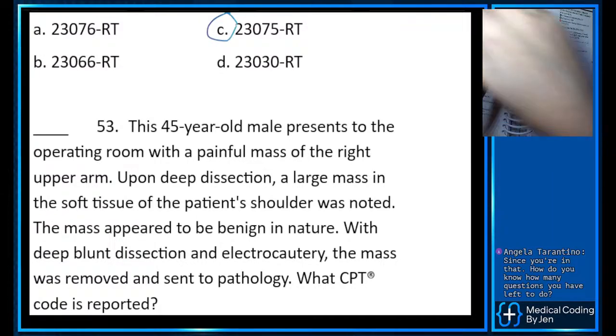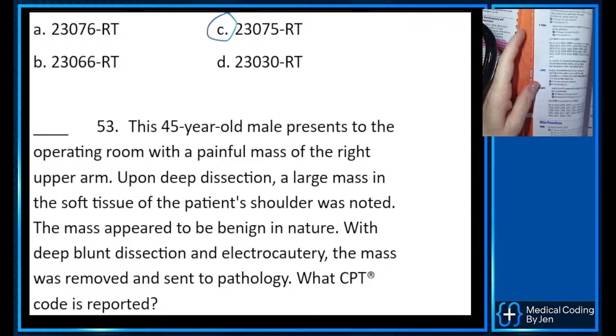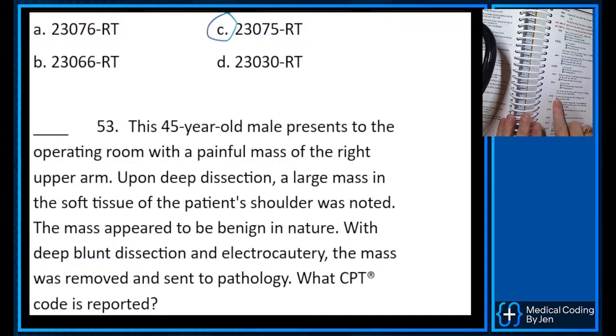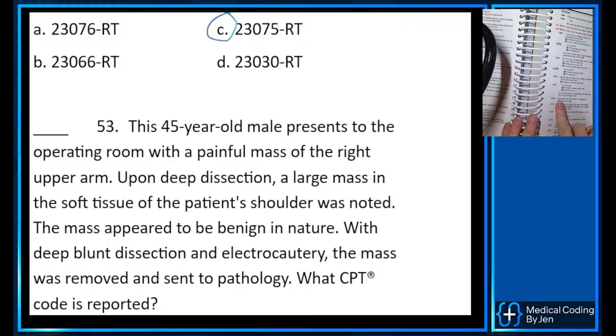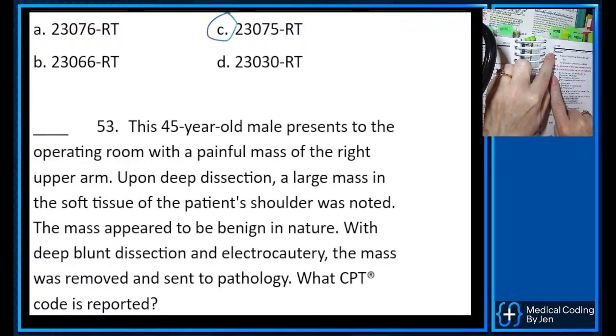let me show you in the book. So if we go to 23075, somewhere around in here. 23075, where are you at? There you are, 23075. You'll see that its blue header is under excision. And when you're reading this exam question, how do I figure out what I am doing here? They never say the word excision, which is your blue header. They say dissection, right? They say it a ton of times. They don't say anything about excision.